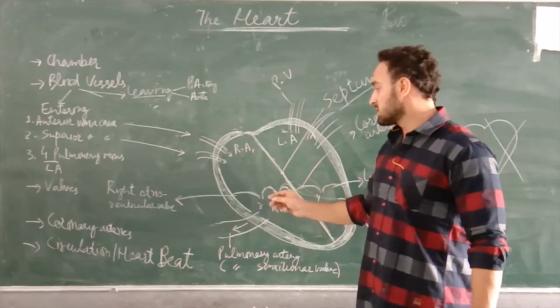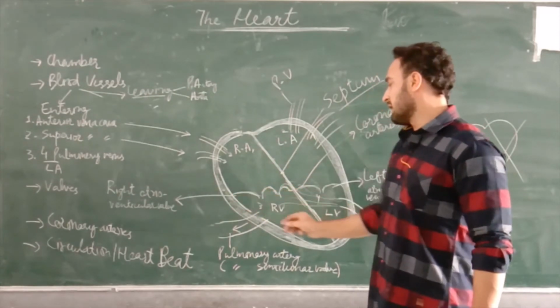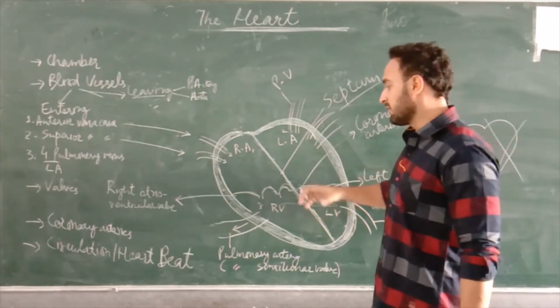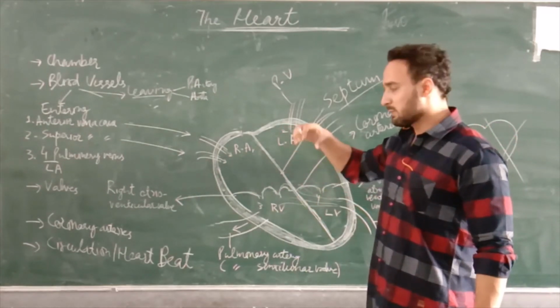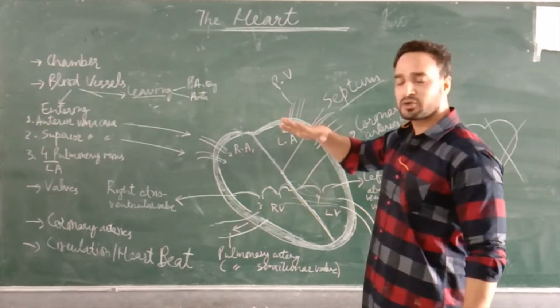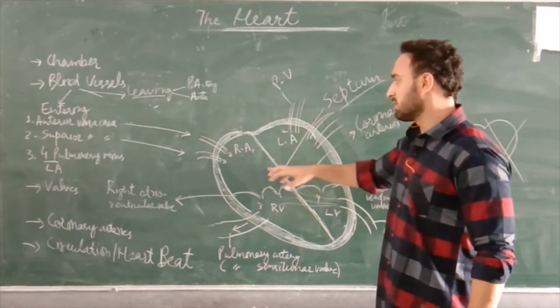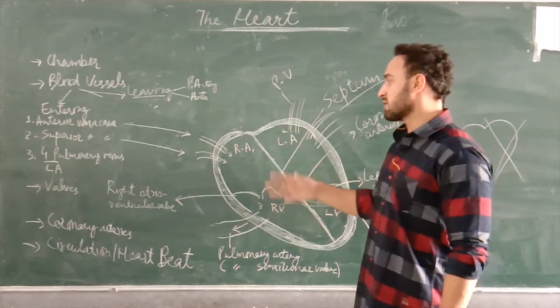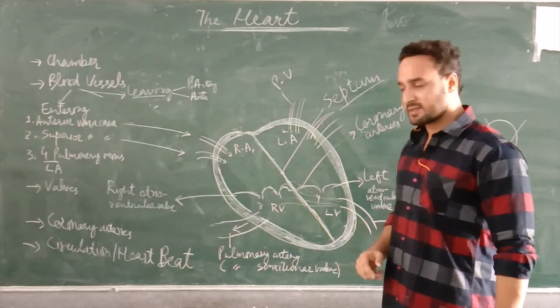Why? Because these valves, the tricuspid valve and the bicuspid valve, are pocket-like. So when the ventricles contract, these valves are pushed upwards and they close the lid between the auricles and the ventricles, so that the blood cannot flow back to the auricles. Understand?